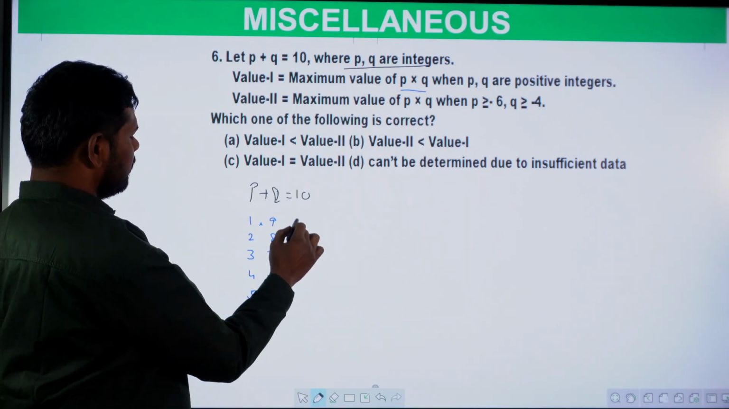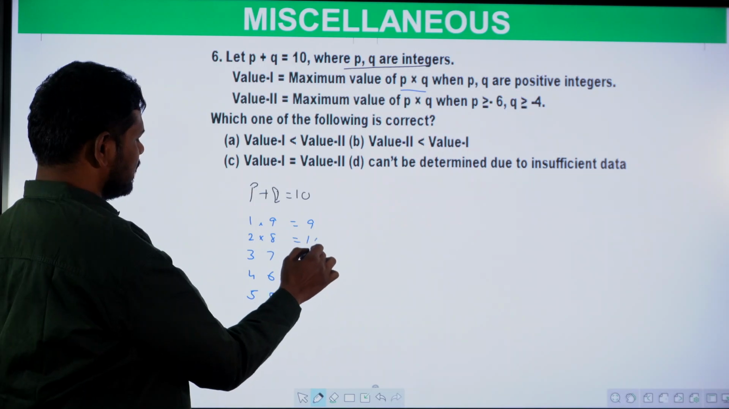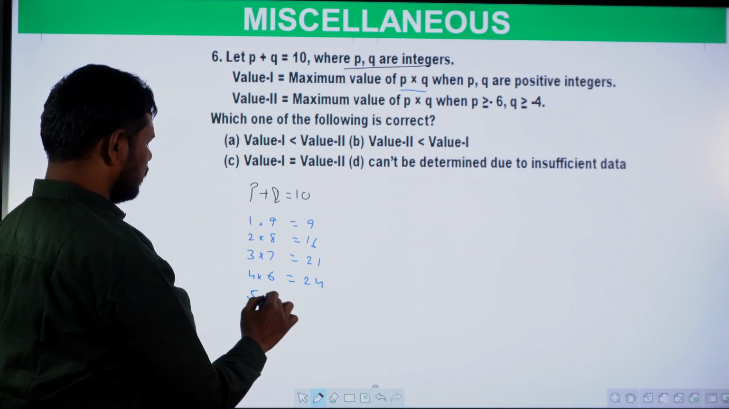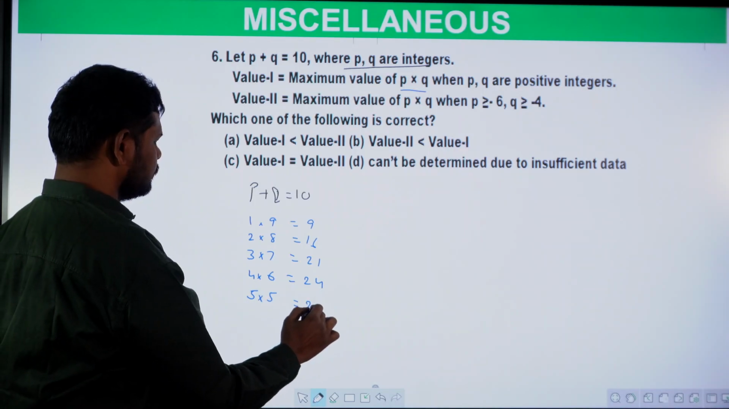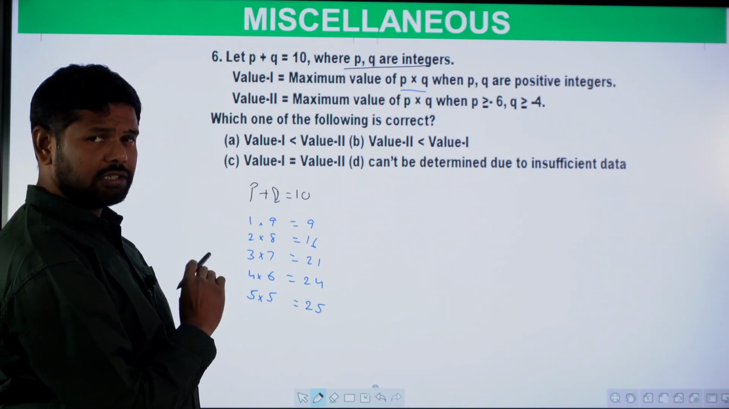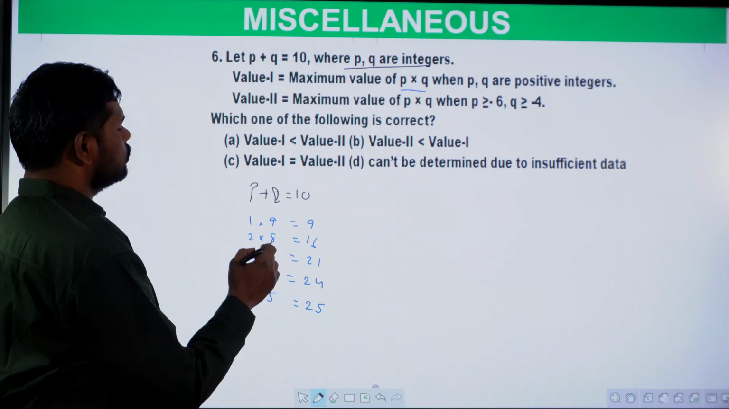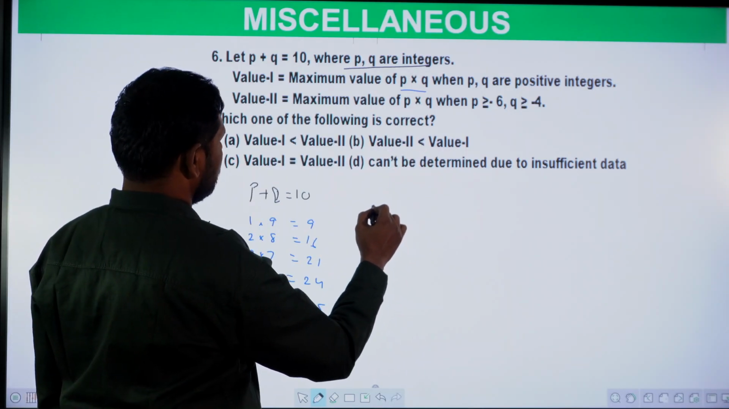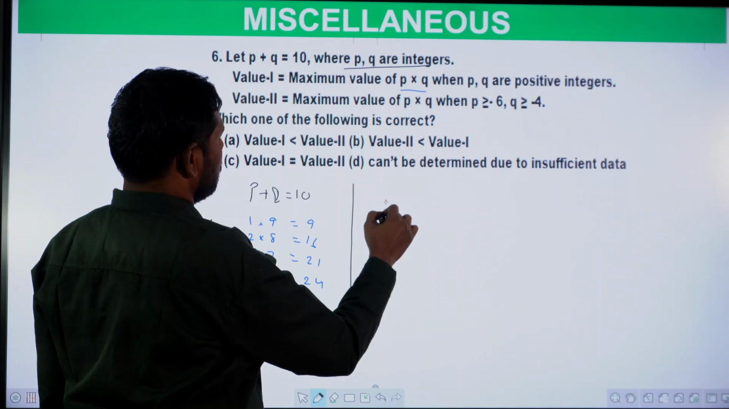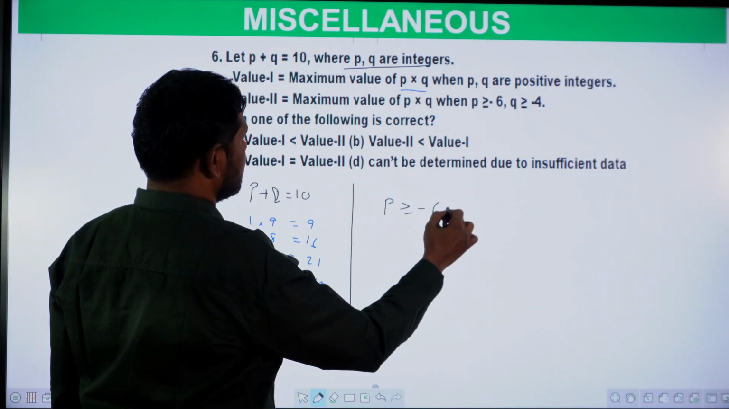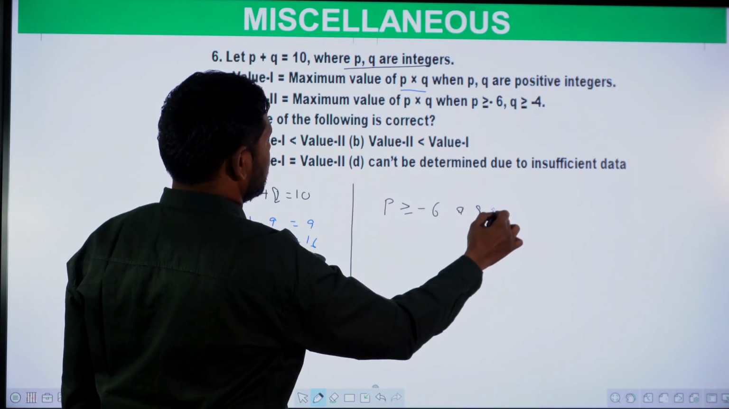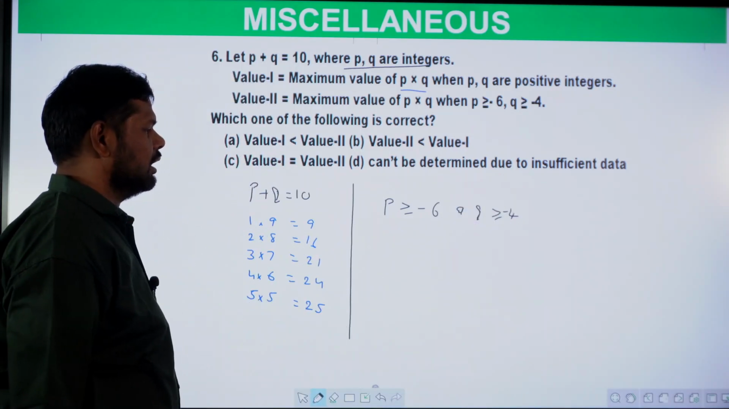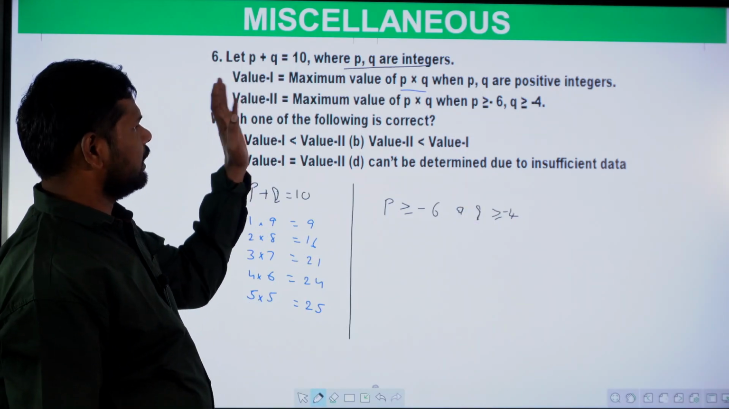Suppose 1 into 9 means 9, 2 into 8 means 16, 3 into 7 means 21, 6 into 4 is 24, 5 into 5 equals 25. These are the values actually. Now value 2: the maximum value of P into Q, when P is greater than or equal to minus 6 and Q is greater than or equal to minus 4, right? P plus Q equals 10, no doubt.